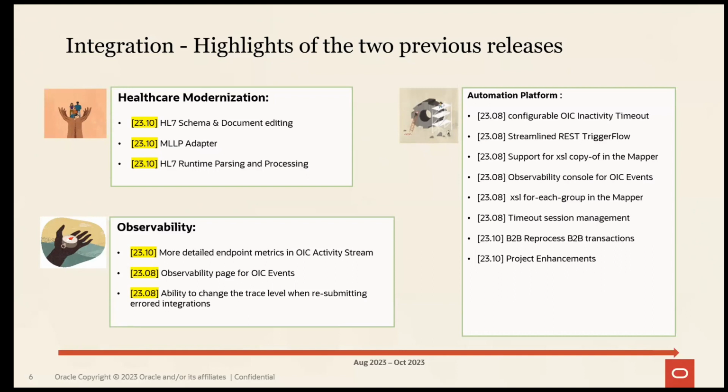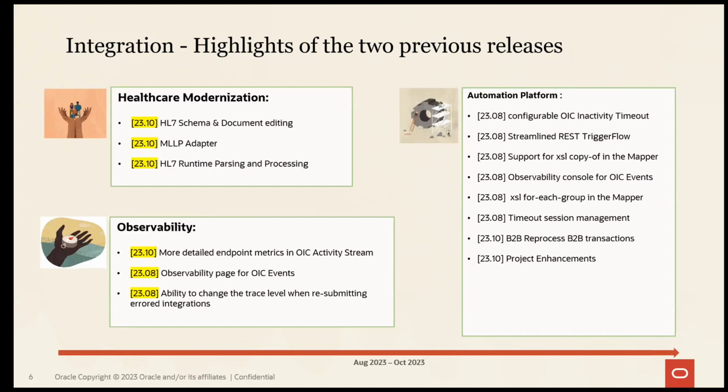And we've added new features like more detailed endpoint metrics and OIC activity stream. So this is showing you exactly how long did that invoke to, for example, Fusion ERP take. We're quite used to seeing the metrics for how long did the integration flow take, but within that, how long did the individual invokes take? And that is available now.